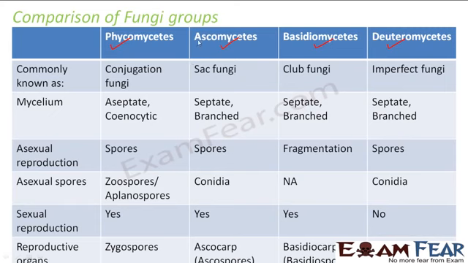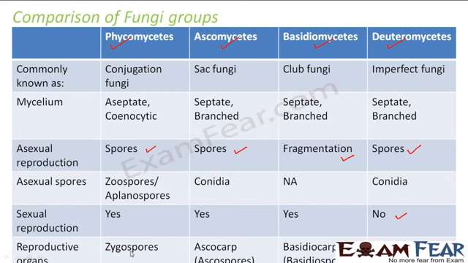Asexual reproduction in Phycomycetes happens by spores. Ascomycetes also by spores. Basidiomycetes, spore formation is not seen. So there are no asexual spores produced. Instead, it happens by fragmentation. Deuteromycetes, again, spores are produced. What is the name given to the asexual spores produced in each of them? For Phycomycetes, it is zoospores or aplanospores. Ascomycetes, conidia. Basidiomycetes, no spores are produced, so it is not applicable. Deuteromycetes, conidia. Sexual reproduction is seen in all of them except Deuteromycetes.